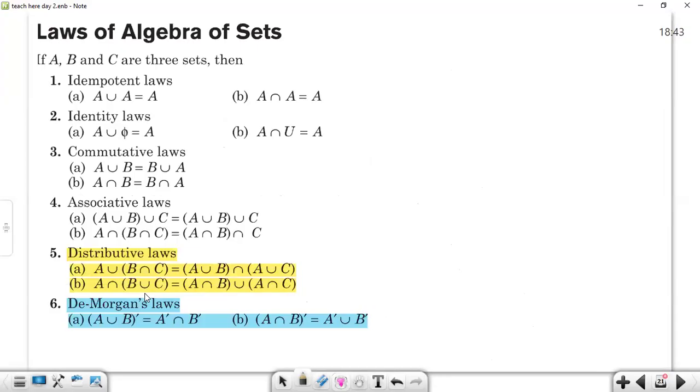Now let's discuss the laws of algebra of sets. Okay. Idempotent. Let's now discuss idempotent laws.